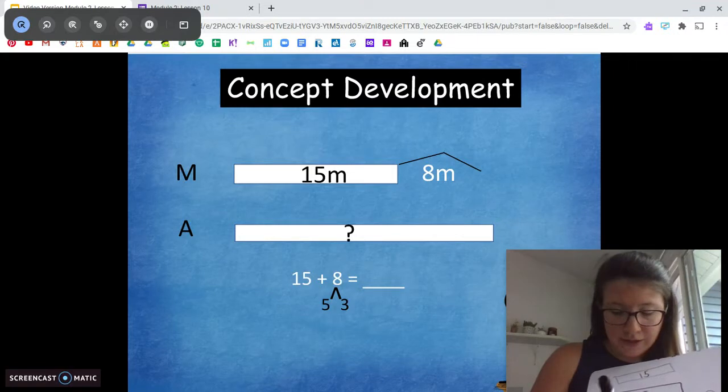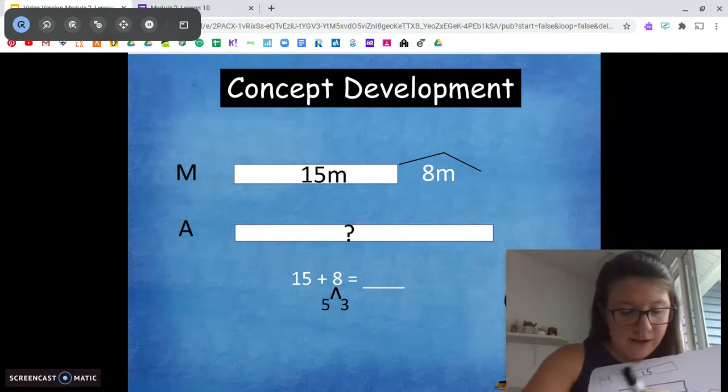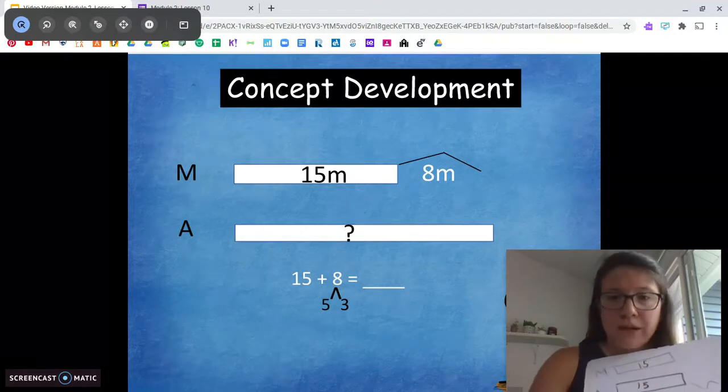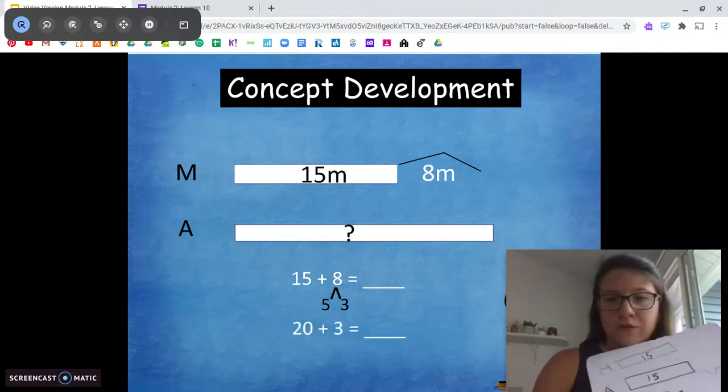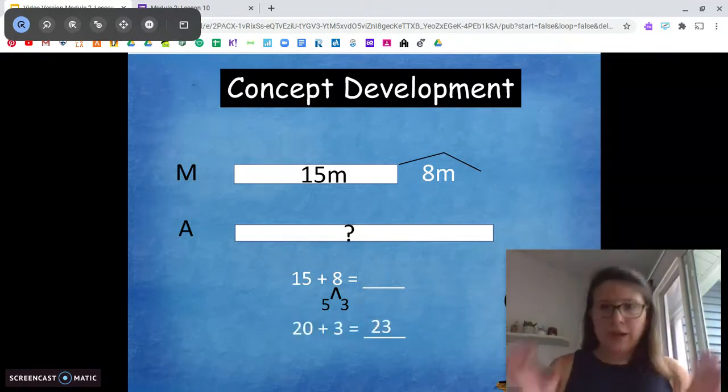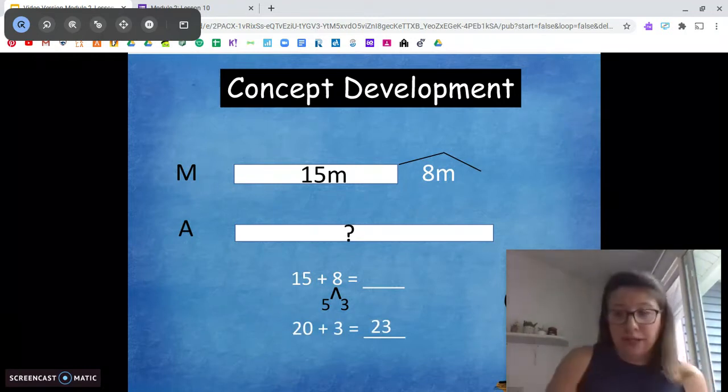What we can do is break down the 8 into 5 and 3 to get the 15 to 20, and then add those extra 3 in. 20 plus 3 equals 23. So how many meters of ribbon did he use in the afternoon?